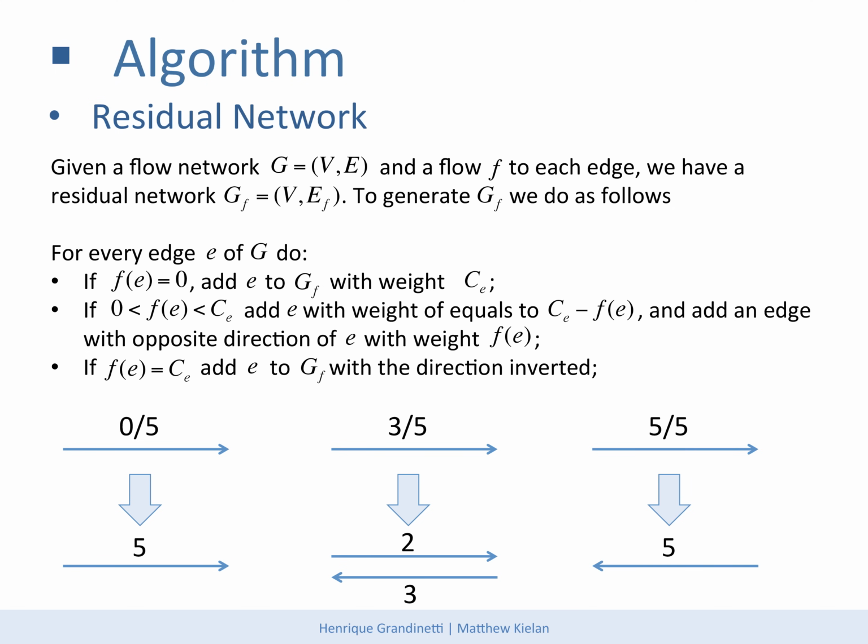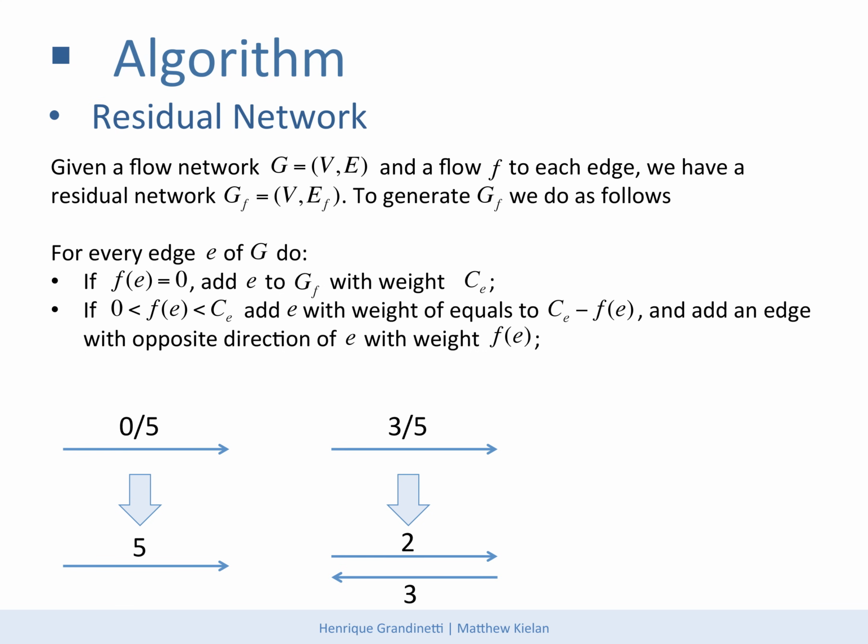A simpler way to specify this would be to only apply the second rule with a slight modification, where the less than signs are replaced by less or equal to signs, and then remove the zero valued edges from the residual network. This way the first and third rules become redundant.